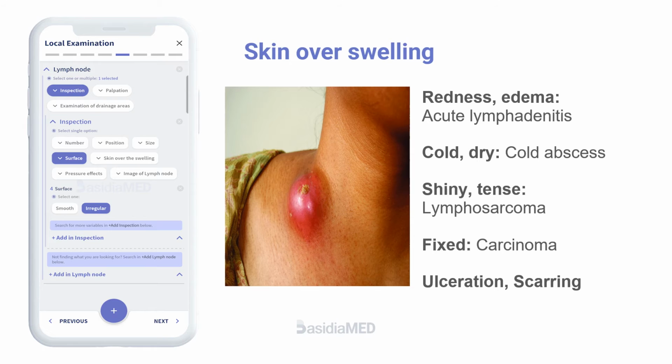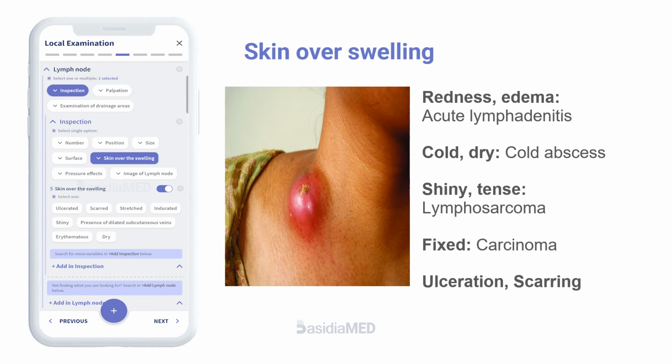In acute lymphadenitis, the skin becomes inflamed with redness, edema, and brawny induration. Skin over tuberculous lymphadenitis and cold abscess remains cold, in the true sense, till they reach the point of bursting, when the skin becomes red and glossy. Over a rapidly growing lymphosarcoma, the skin becomes tense, shining, with dilated subcutaneous veins.